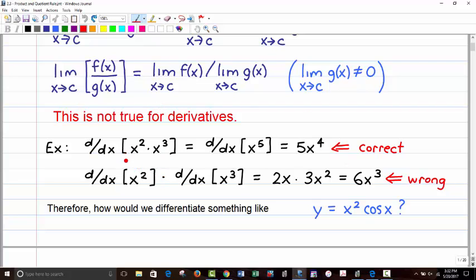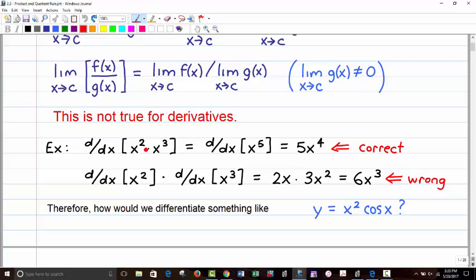So, for this one, if I was going to take the derivative of x squared times x cubed, there's no doubt I can multiply those two together using the properties of exponents and get x to the fifth. And therefore, the derivative of x to the fifth is definitely 5x to the fourth. Now, what if I did split these up? I took the derivative of x squared and the derivative of x cubed separately. The derivative of x squared is 2x. The derivative of x cubed is 3x squared. Multiply those together, we get 6x cubed. That is wrong. You see it doesn't equal the correct answer.